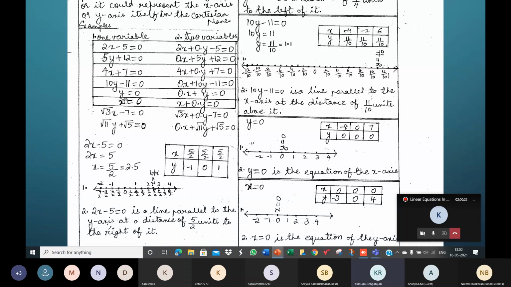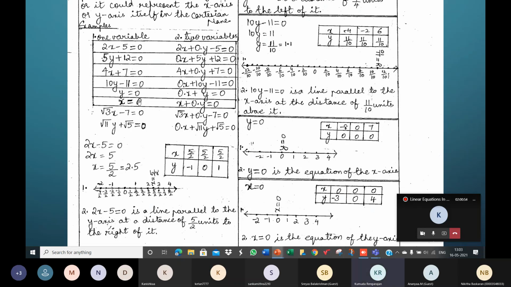Now these 6 examples, we finished the first 4. Now look at this. y is equal to 0, x is equal to 0. If you treat this as an equation in one variable y, then this is y is equal to 0. x is equal to 0. On the number line, wherever you mark 0, there it is, x is equal to 0 or y is equal to 0. So this is how you represent the equations when you treat them as an equation in one variable x or y.